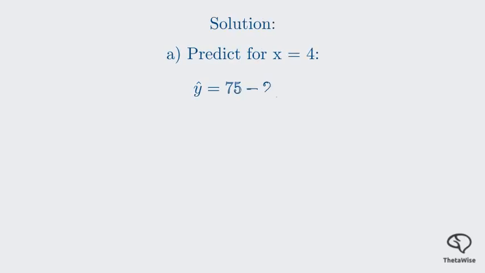Let's look at the solution. For part A, we want to predict the heart rate for 4 hours of exercise. We plug x equals 4 into our equation. This gives us 75 minus 8, which is 67. So, the predicted resting heart rate is 67 beats per minute.